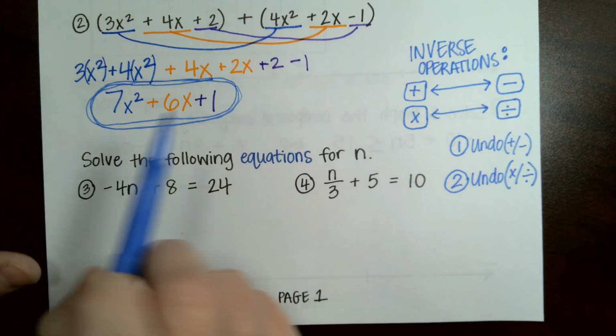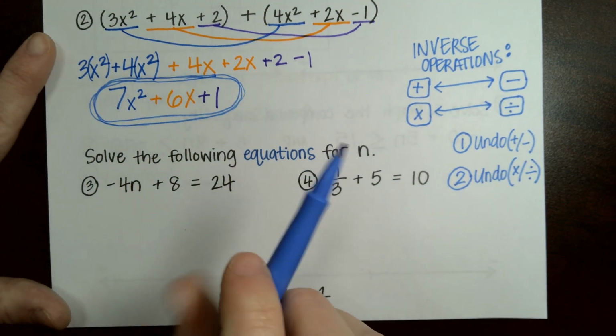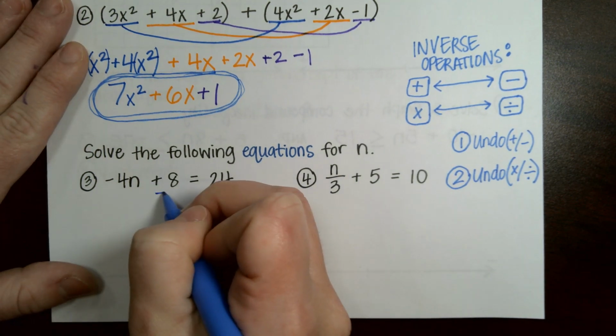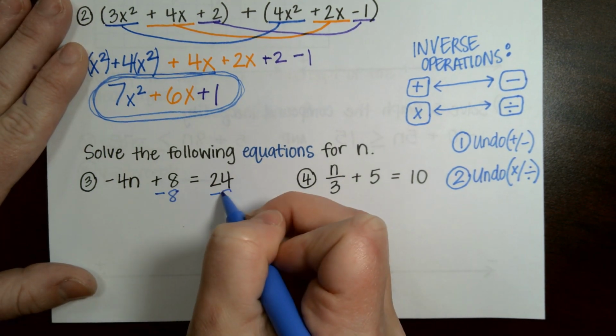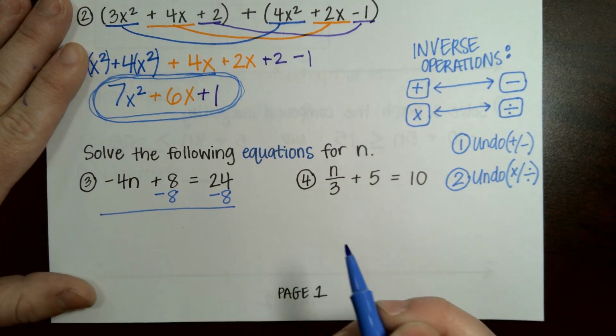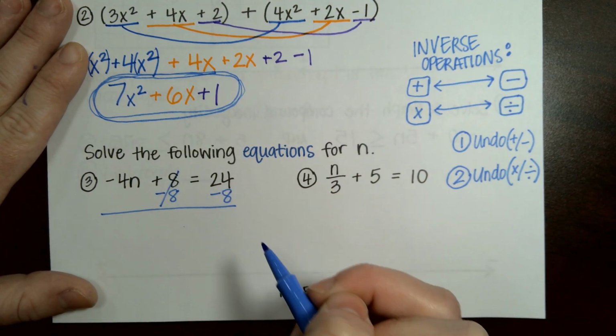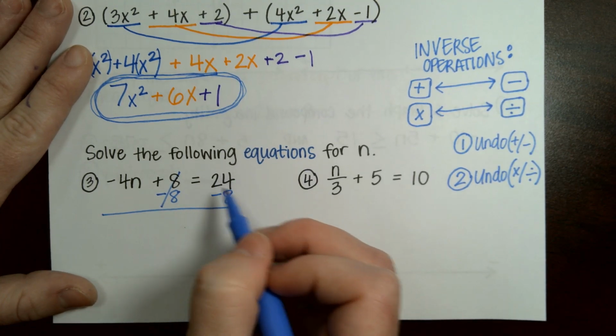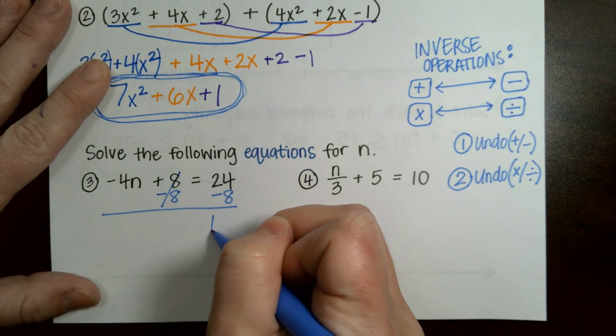So, Lewis, you were 100% correct on number 3. Our first step is to subtract 8. So let's go ahead and do that on both sides. Minus 8 on both sides. That's important. The 8s are going to cancel. 24 minus 8, that is 16.